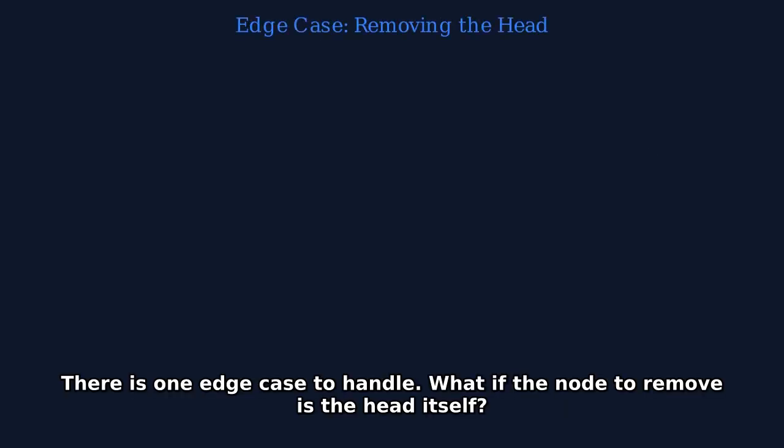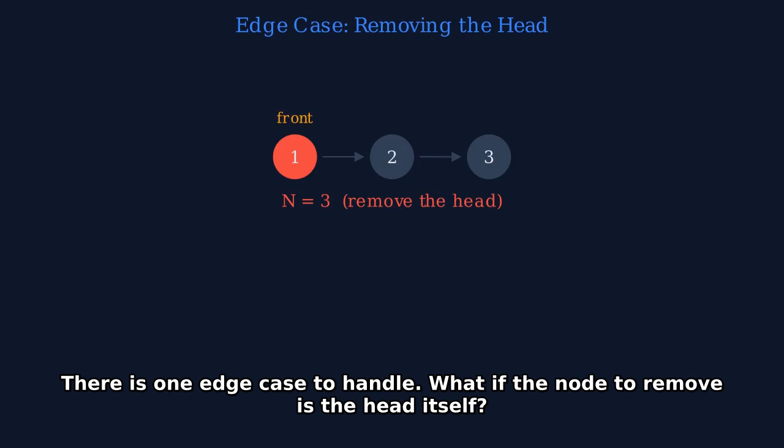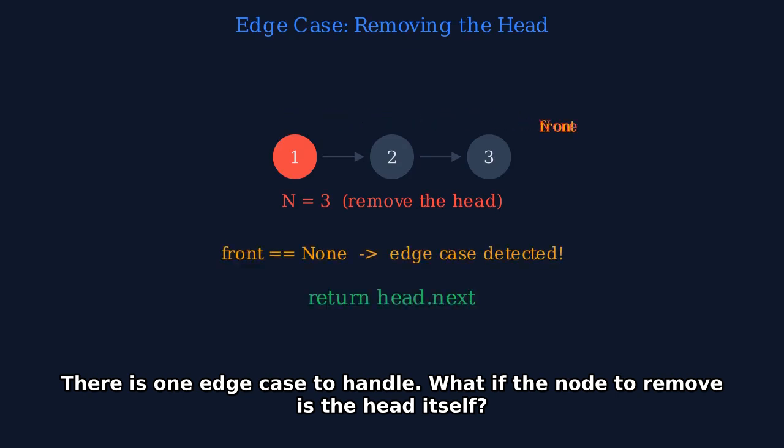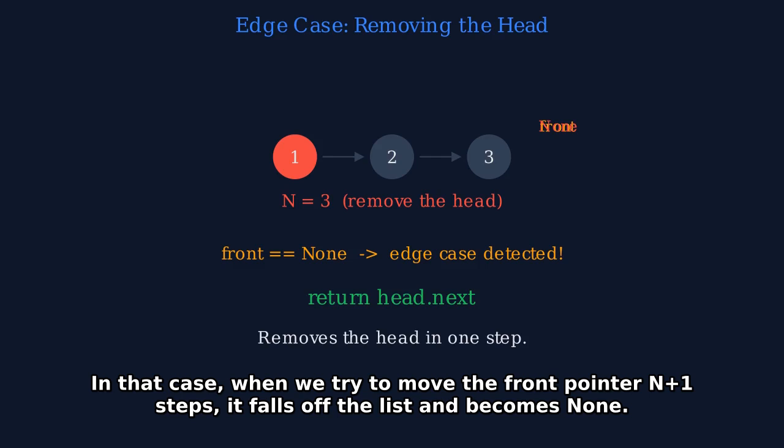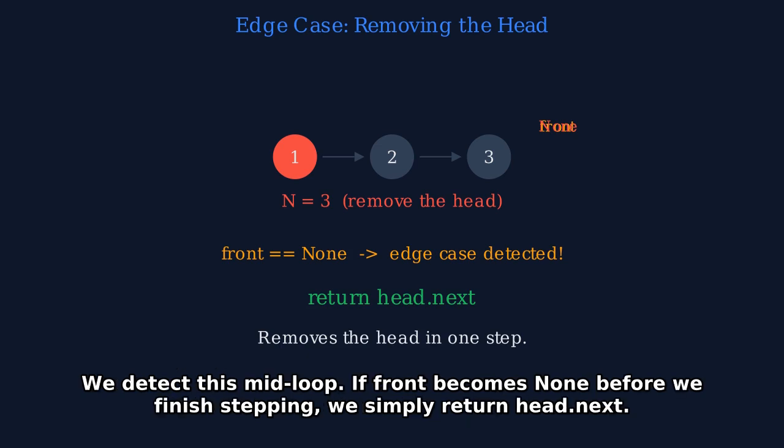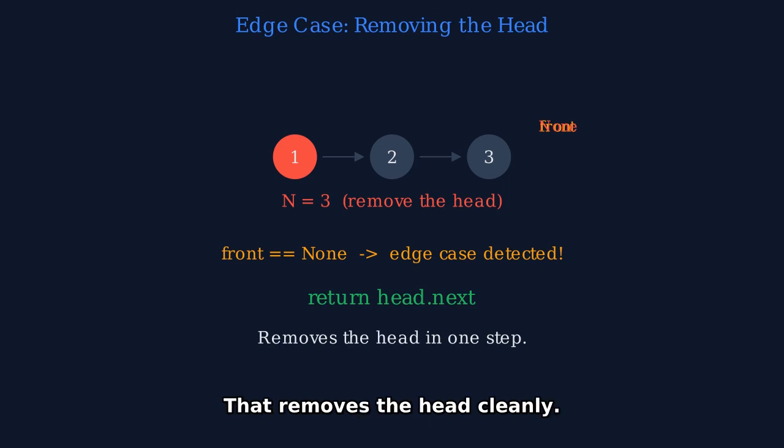There is one edge case to handle. What if the node to remove is the head itself? In that case, when we try to move the front pointer n+1 steps, it falls off the list and becomes none. We detect this mid-loop. If front becomes none before we finish stepping, we simply return head.next. That removes the head cleanly.